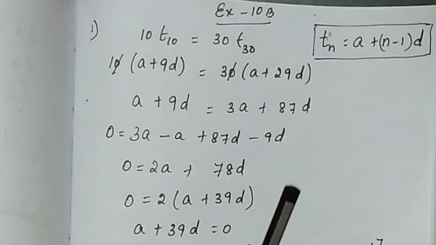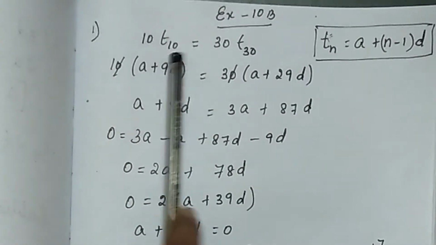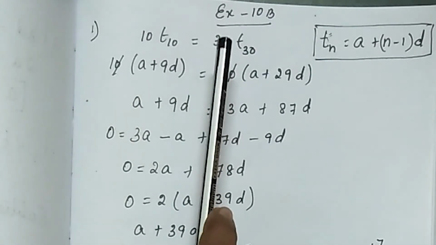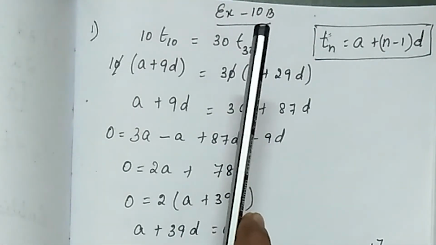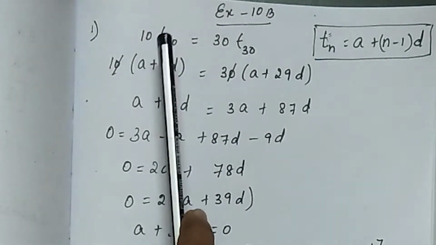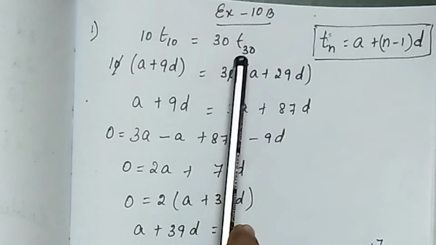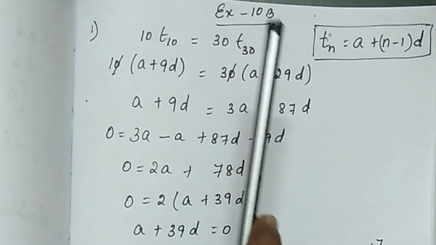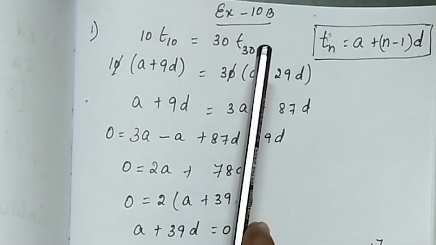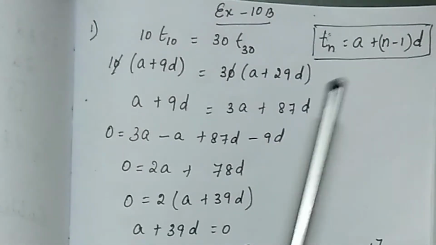Exercise 10B. First question. 10 times the 10th term is equal to 30 times the 30th term. Find the 40th term.